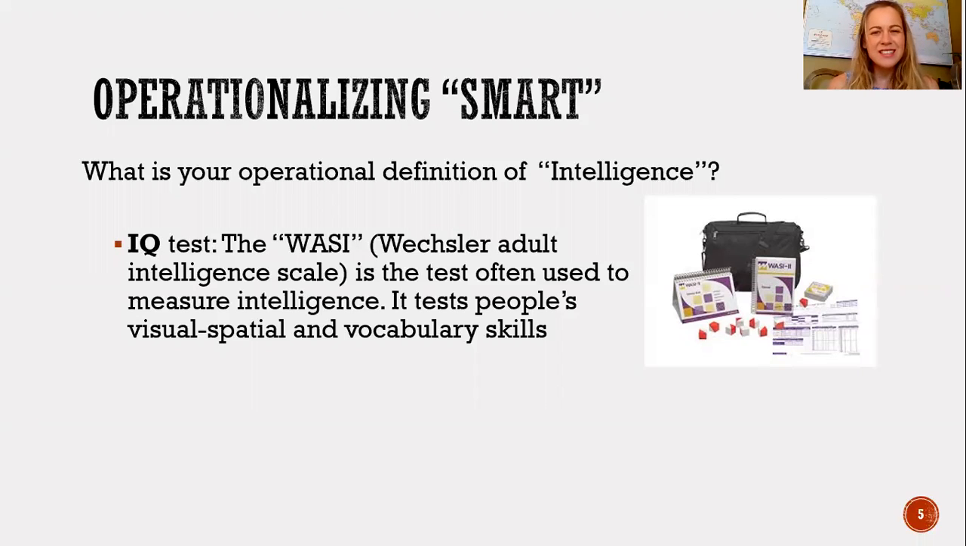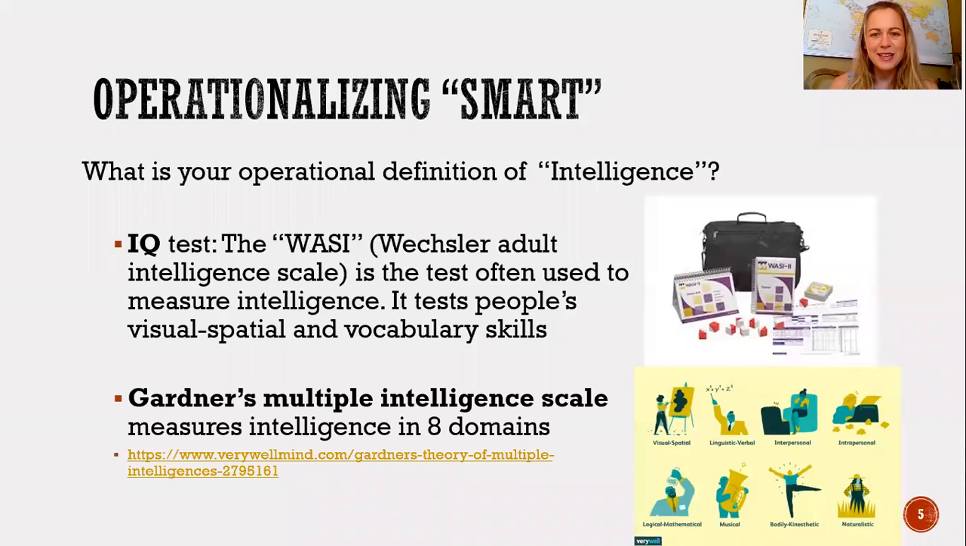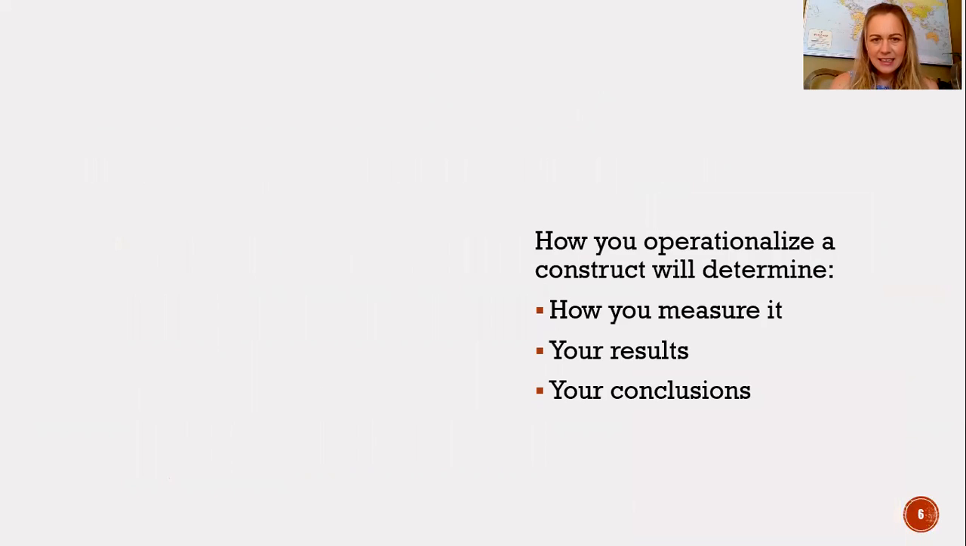Maybe though, for you, this is a bit too narrow. Maybe when you think of intelligence, you think of how well people do on multiple different skills. Maybe you think of that show that used to be on TV, Canada's Smartest Person. It was based on Gardner's multiple intelligence scale, which measures intelligence in multiple different domains. The idea, though, is that how you operationalize a construct will determine how you measure it, what your results are, and what your conclusions are.